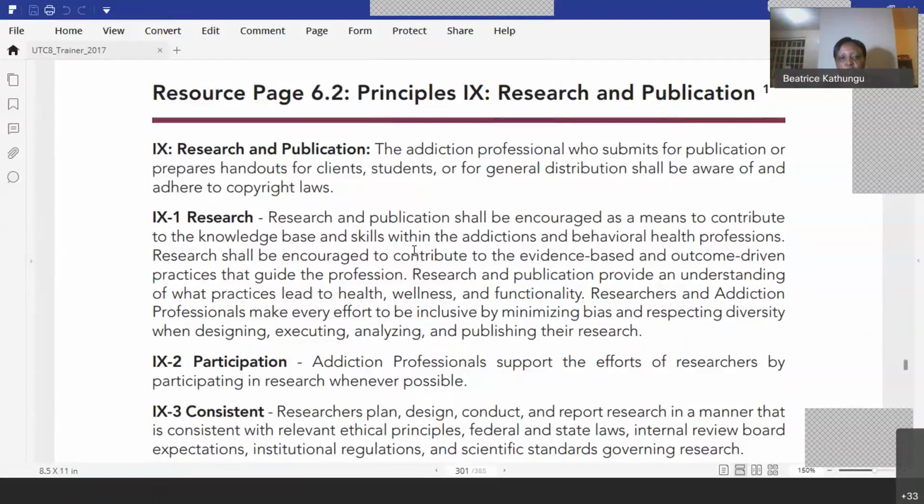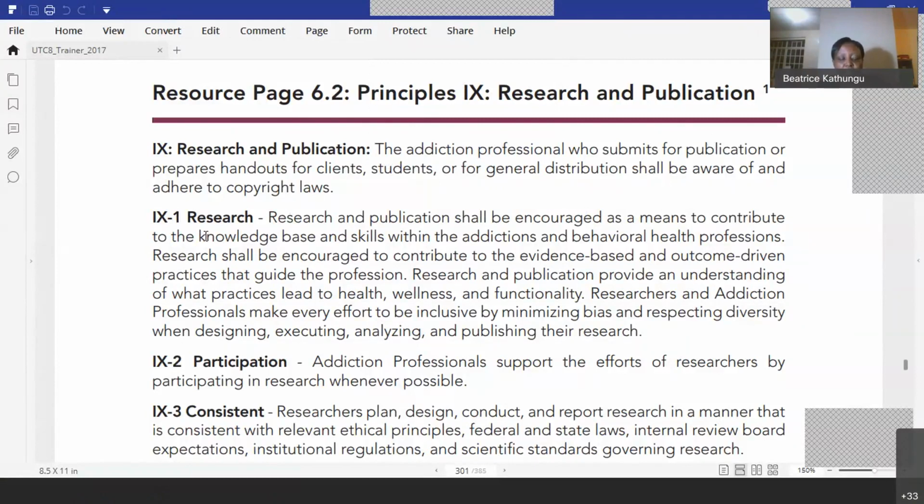Like we have said, this principle does encourage us to submit material for publication, whether it is handouts, materials for clients, for students, or for the general public. But it reminds us to adhere to copyright laws, and I think that is going to be discussed quite a bit in the different standards.